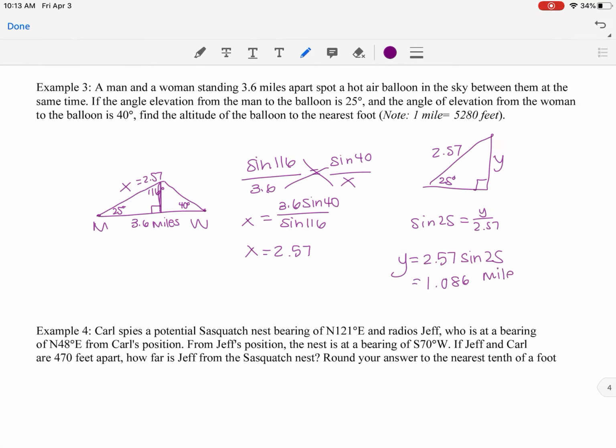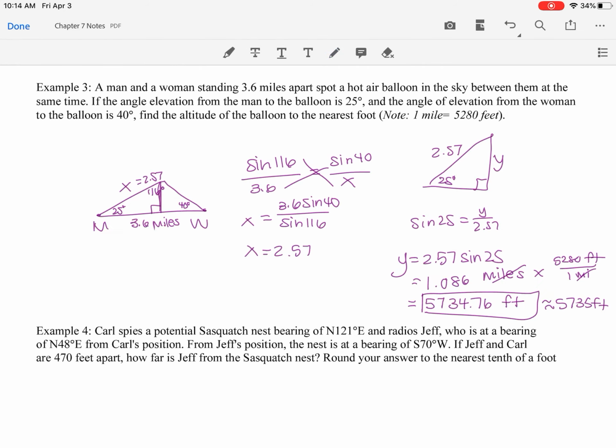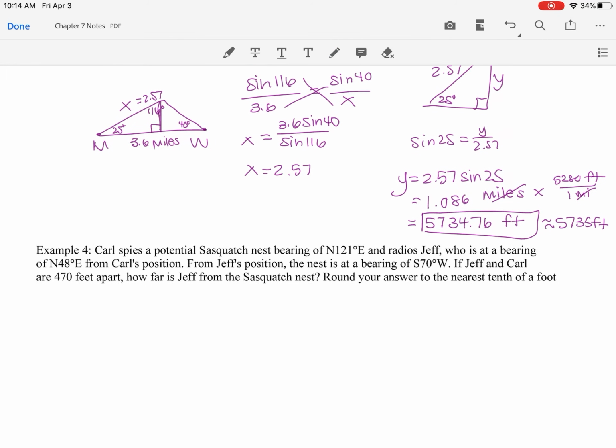And then you get that that's equal to 1.086 miles. But remember, there's 5,280 feet in a mile, so I times that by 5,280 feet over 1 mile. Hopefully this seems a little familiar. Those cancel, and we end up with 5,734.76 feet. And it says nearest foot, sorry, so I should have rounded to 5,735 feet.